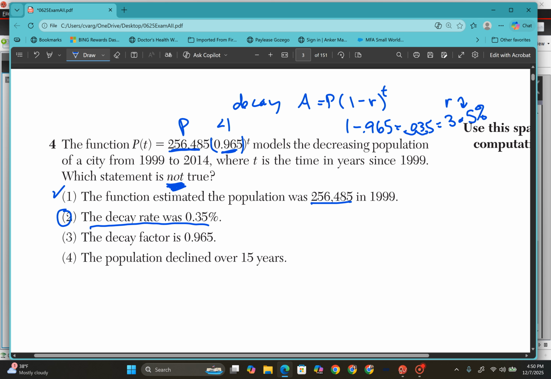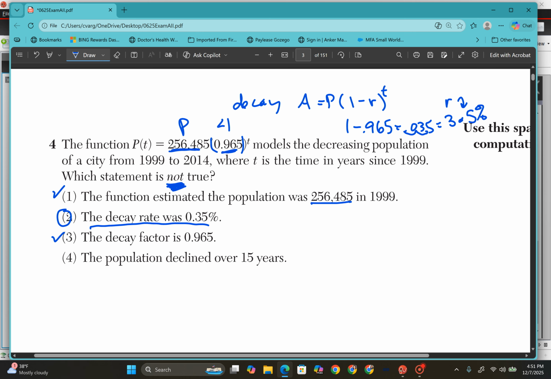That's not true, right? The decay factor is going to be 1 minus the rate, so that is 0.035, which we said is 3.5%. So that statement right there, the decay factor is 0.965... okay. The decay rate is 0.035, which is 3.5%. And then the next one, the population declined over 15 years.